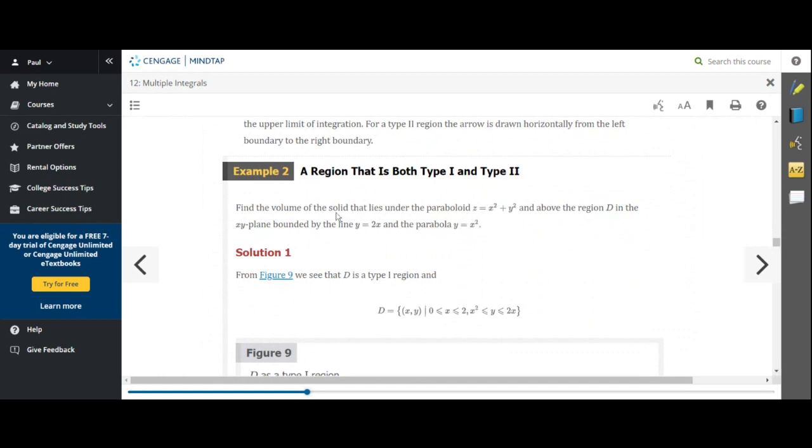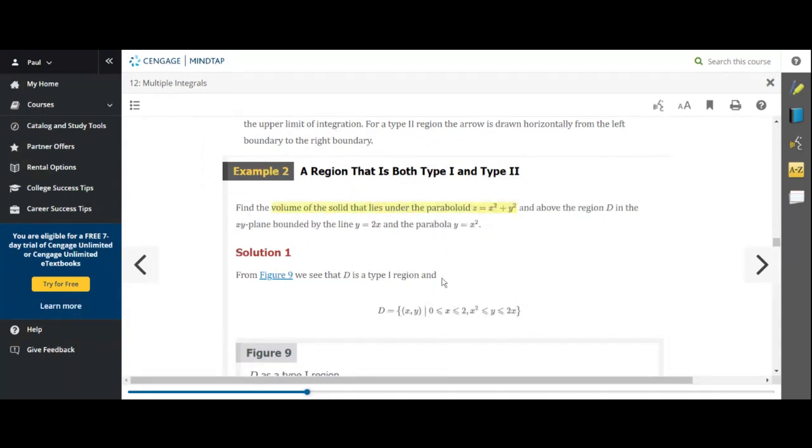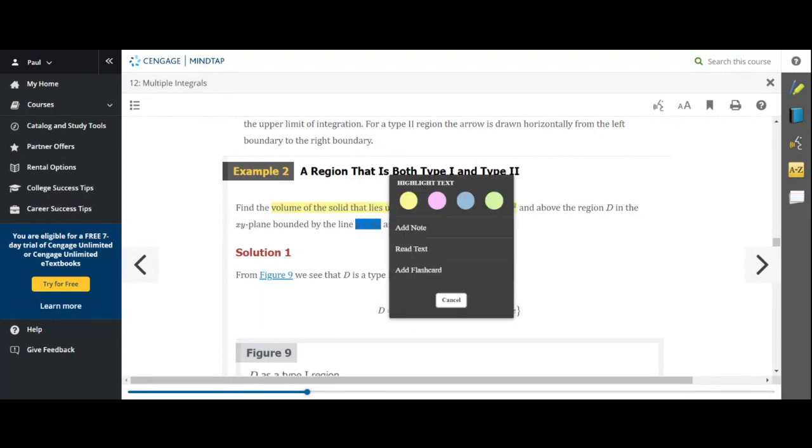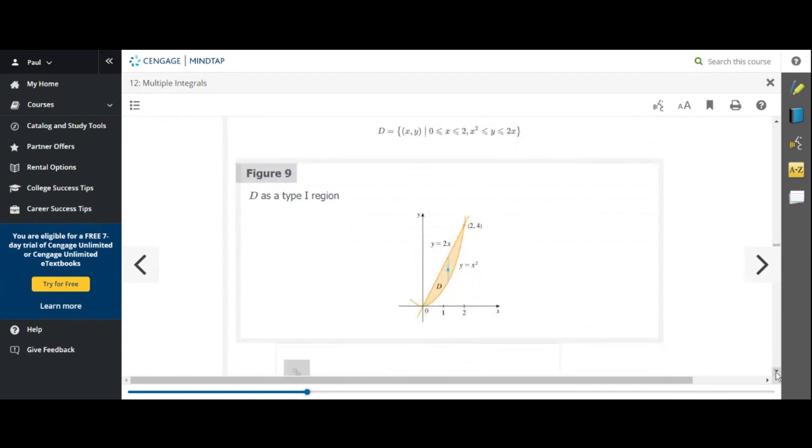Okay, so here they want you to find the volume of the solid that lies under this paraboloid, z equals x squared plus y squared, and above the region bounded by the line y equals 2x and the parabola y equals x squared. In this problem, all you need to do is draw the region. The points of intersection are going to be 0, 0, and 2, 4. Not hard to find. You could do that algebraically very easily.